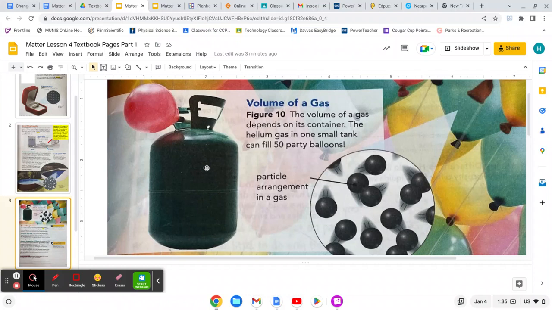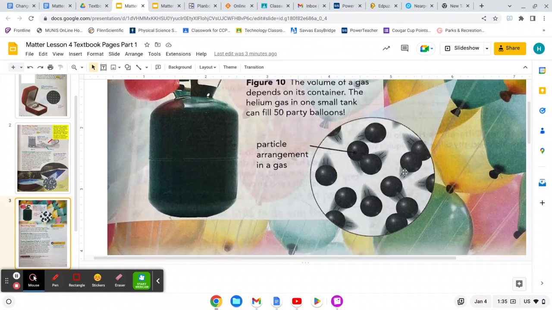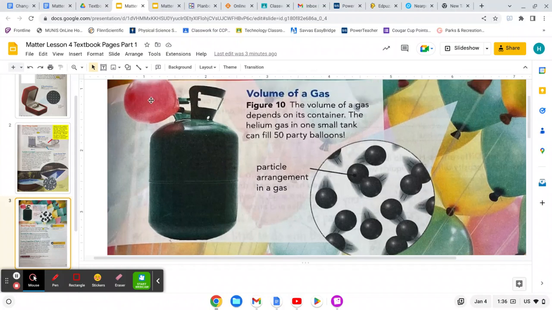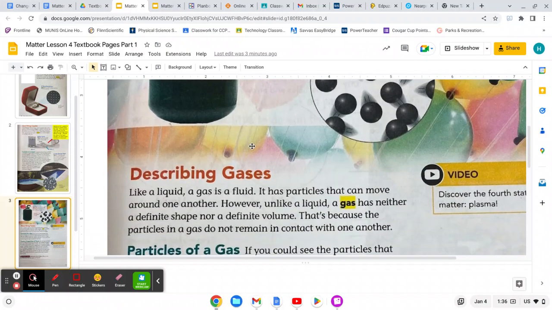If we were to pretend this was a small tank that can fill 50 party balloons, when you are putting the helium into the balloons, this is what the particles of gas would look like. There's a lot of space in between them. But the more helium you put into the balloon, the faster these particles are going to bounce against the side of the balloon. And that is what causes it to blow up and become larger in shape.